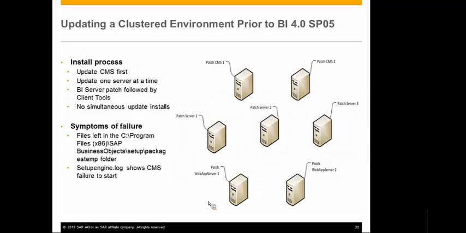So let's talk a bit about what we are now calling parallel patching. We all know that in a multi-node environment, when you're patching, the process can be quite time-consuming. But prior to BI 4.0 SP5, it was actually even more painful. If you look at this example here, we have essentially 2 CMS nodes in this cluster, and then we have 7 other nodes that are the processing tier and the web intelligence or web application tier.